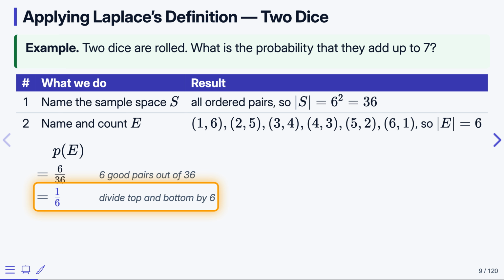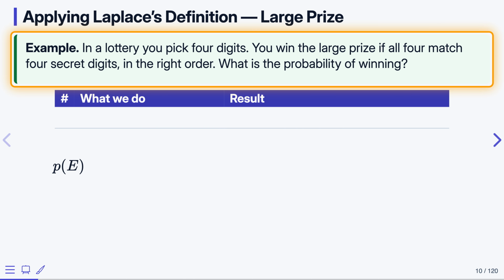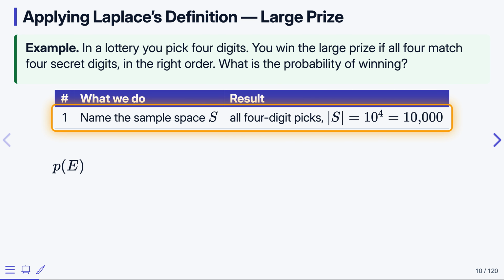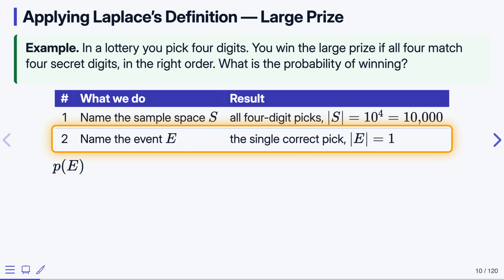In this lottery, you pick 4 digits. You win the large prize when all 4 match 4 secret digits in the right order. Step 1. Name the sample space. It is every pick you could make. Each of the 4 places holds one of 10 digits, by the product rule that is 10 to the power 4, which is 10,000. Step 2. Name the event. It is the one pick that is correct, so the size of E is 1.